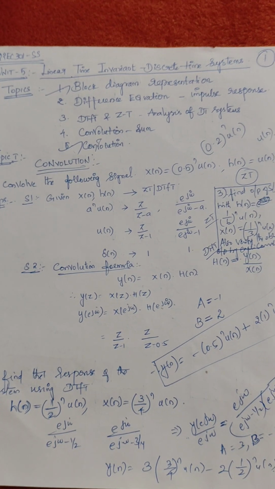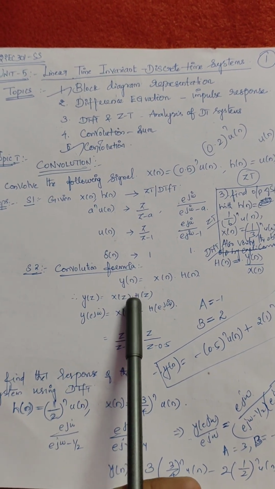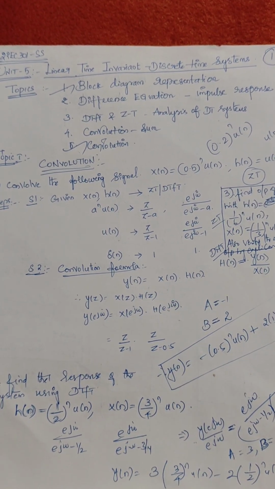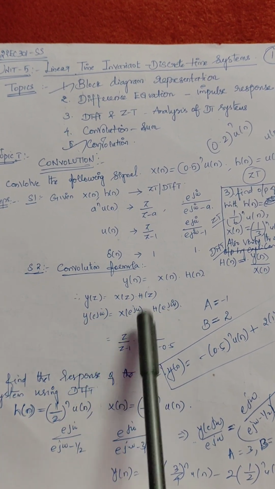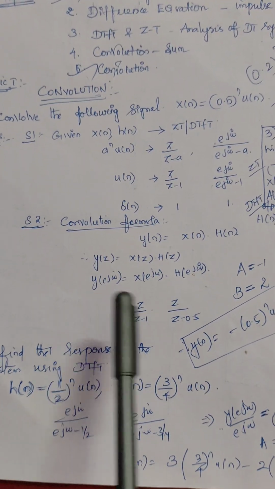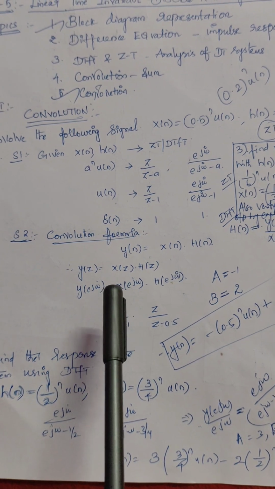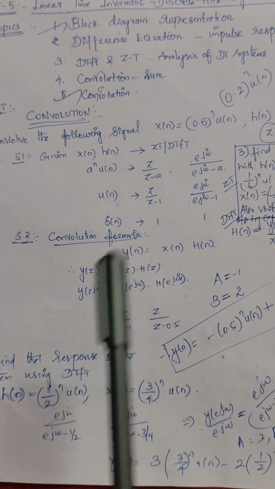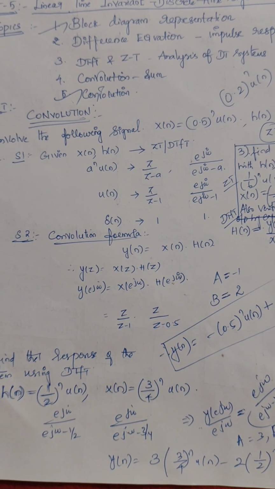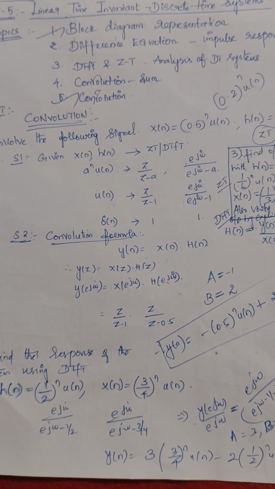Next, apply the convolution formula. y of n is equal to x into h. This is called convolution. You apply in the Z transform: y of z equal to x of z into h of z. Similarly, instead of the Z transform, I am going to apply the discrete time Fourier transform. So y of e power j omega equal to x of e power j omega, h of e power j omega. Now multiply both the answers.